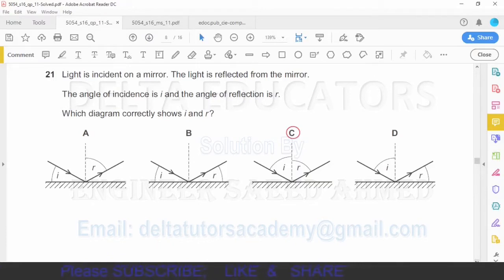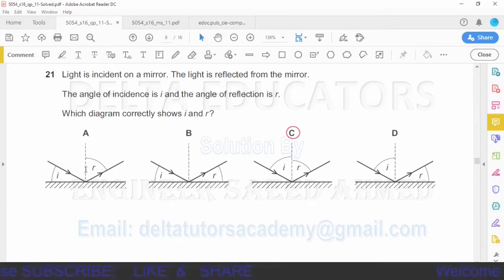Question number 21. Light is incident on a mirror. The light is reflected from the mirror. The angle of incidence is I and the angle of reflection is R. Which diagram correctly shows I and R? Here it is the incident ray and it is the reflected ray.